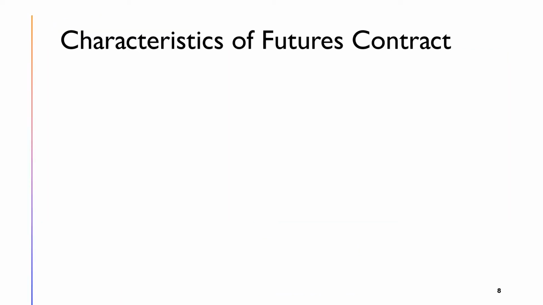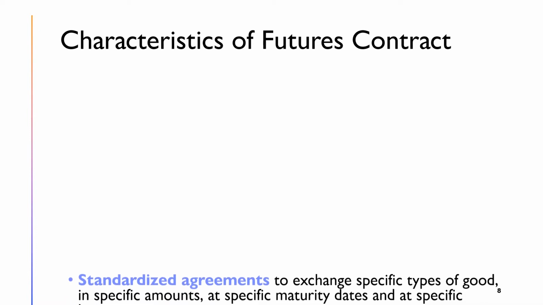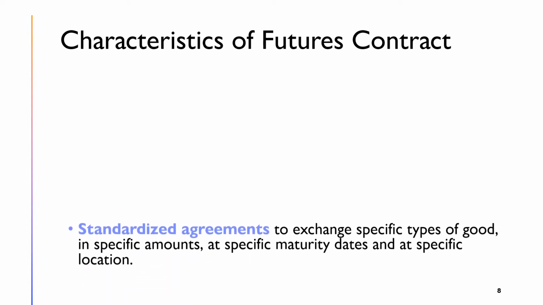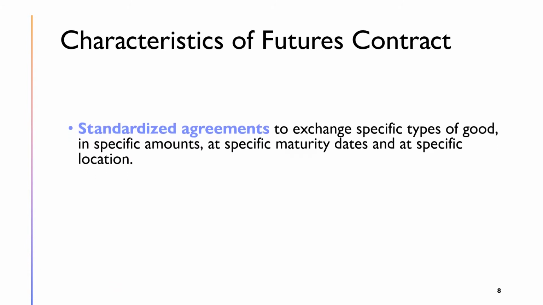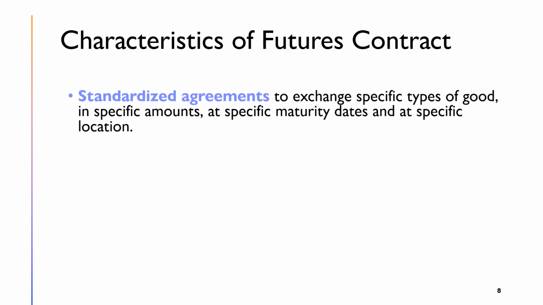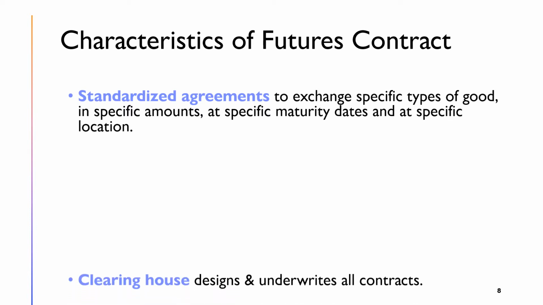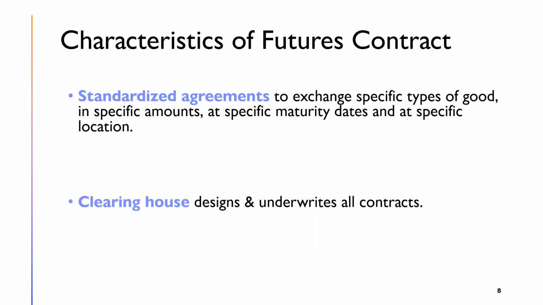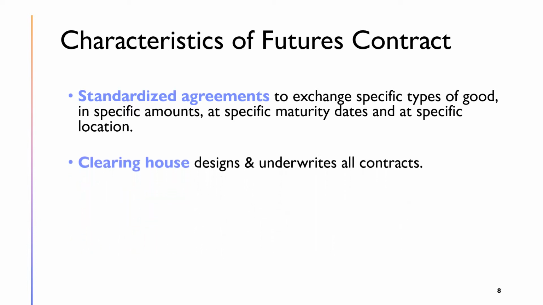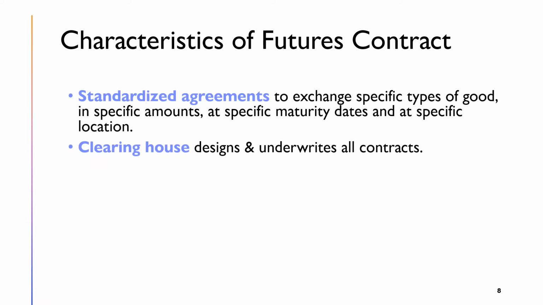Futures contracts are standardized agreements. Futures contracts have specific underlying assets, quantities, times to expiration, delivery, and settlement conditions. The clearinghouse designs and underwrites all contracts. Futures contracts are traded on a futures exchange. The exchange offers facilities in the form of a physical location, an electronic system, as well as liquidity provided by authorized market makers.